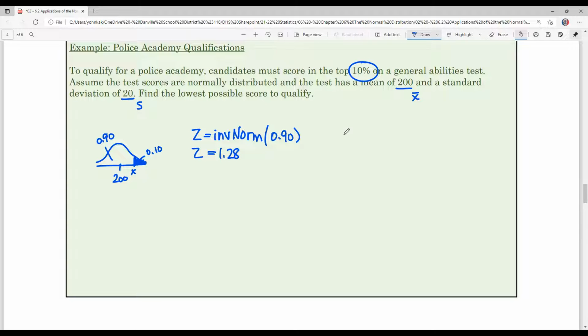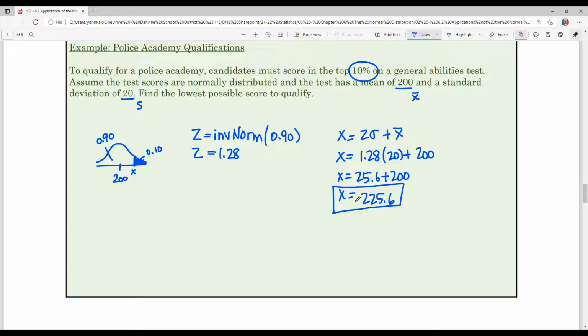Well, now I can actually figure out what that value is. I can take my z-score, multiply it by my standard deviation, and then add my mean, and that'll tell me what that value is. So x equals my z-score, 1.28, times my standard deviation, which is 20, and I'm going to add my mean, which is 200. So this is going to give me 25.6 plus 200. If I add those, I get 225.6. So that means if we're at the police academy and we want to only let in the top 10%, a candidate must score at least a 225.6 in order to be in that top 10%.